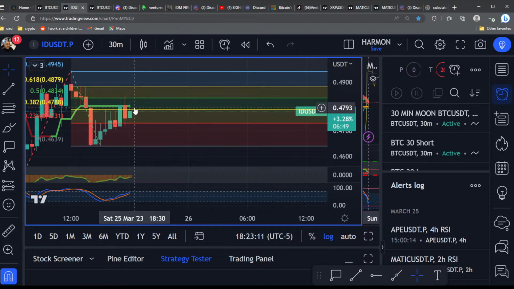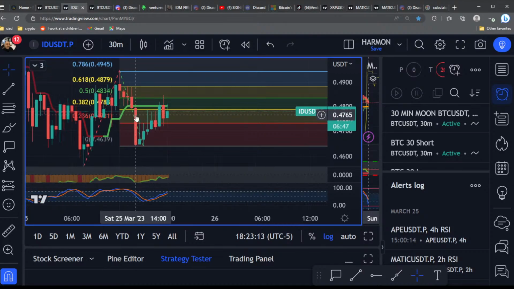Right? So we have to look at this support line as a resistance line until it breaks through, right?